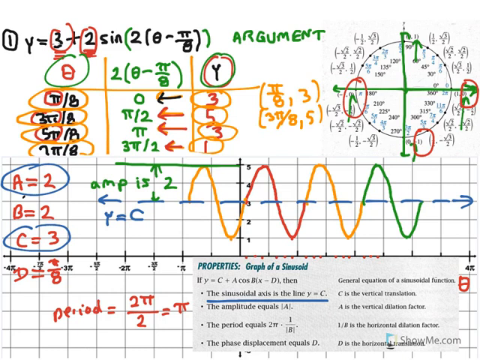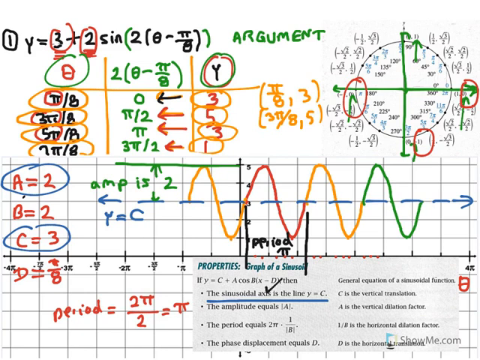If you look at, for example, one cycle of the graph, look at the cycle that's shown in red marker. That cycle starts at theta is equal to pi over 8, and it ends at theta is equal to 9 pi over 8. 9 pi over 8 minus 1 pi over 8 is 8 pi over 8, which is, of course, 1 pi. So that's the period. The period is 1 pi.